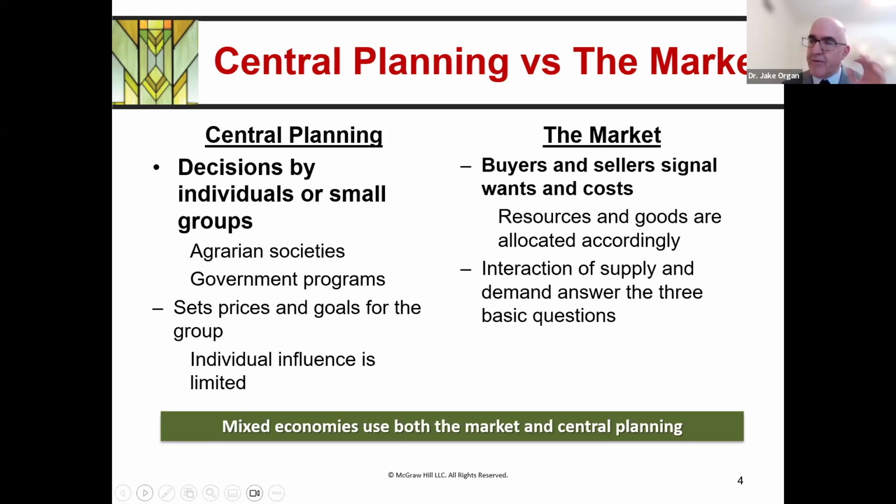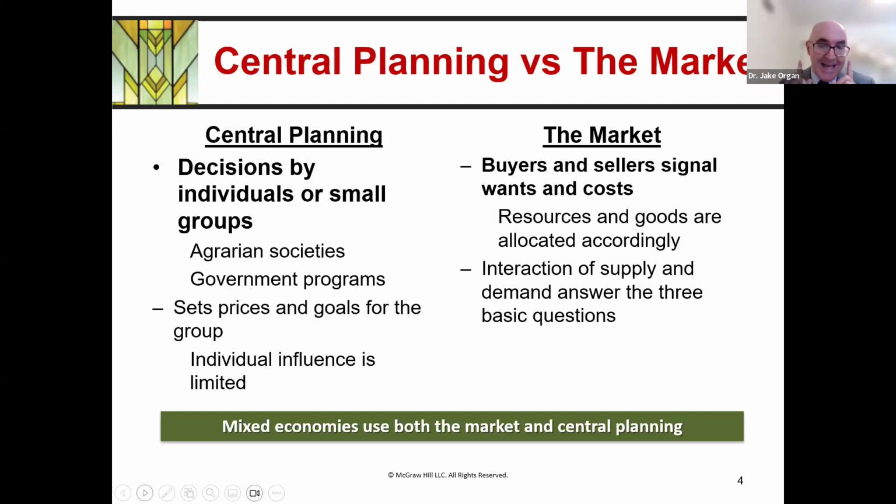So central planning is very much a decision by groups or small groups of individuals: agrarian societies, government programs of the old Soviet system. You would set prices and goals for the group, and the ability of an individual to influence the economy is limited. In the market, it's all about buyers and sellers and the signals they create. And resources and goods are allocated accordingly, based on people's demand versus people's ability to demand, and obviously having the money to demand goods, and people's ability to supply those goods.